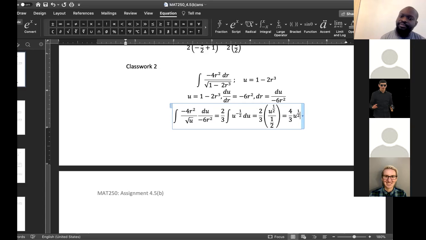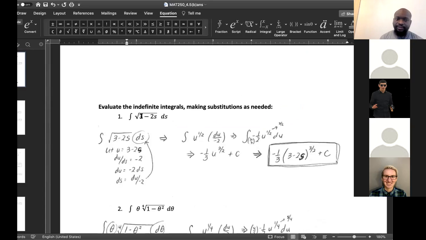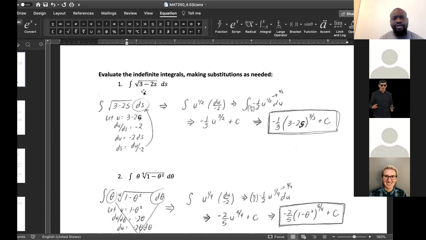Okay, let's go to a simple one. We did this in class the other time, square root of 3 minus 2s ds. So we call 3 minus 2s as our u. So du ds is minus 2. So du is minus 2 ds. ds is du over minus 2. I put that here. Square root of u, u to the half du over minus 2. Just very simple.